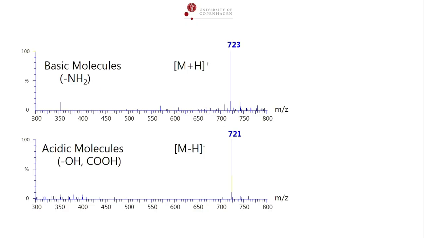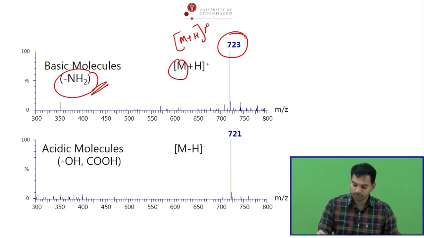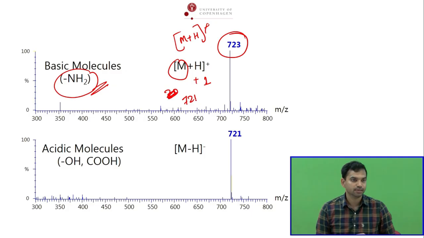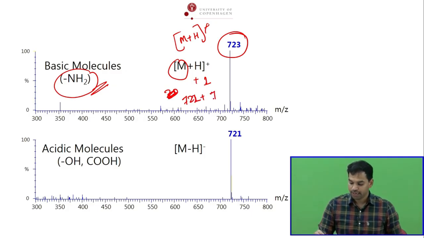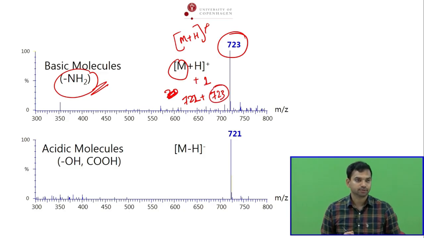Now, that is something related to the structure of the molecule. If you have an amino group, it can easily be protonated, so we run it in the positive mode, M plus H. Now you get the charge. Basically, it's the molecule plus the mass of the proton. The mass of the proton is 1. Imagine the molecule has a molecular weight of 721, and it adds 1 proton, it becomes 722, and you get 723.